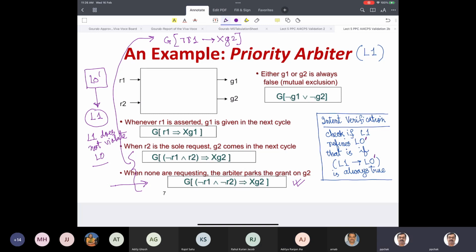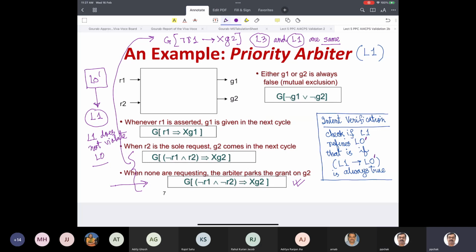Yes, sir. So if R1 is not true, then in the next cycle. So now you can see, suppose this is my L3. Now L3 and L1 are equivalent. You studied equivalence in normal Boolean logic. So here in temporal logic, you also can show equivalence. Correct? Very good. Anybody else has a point?